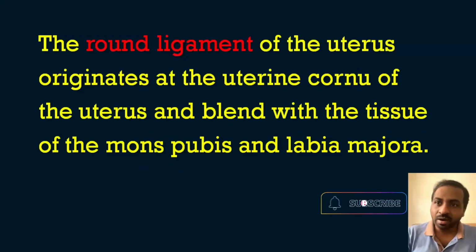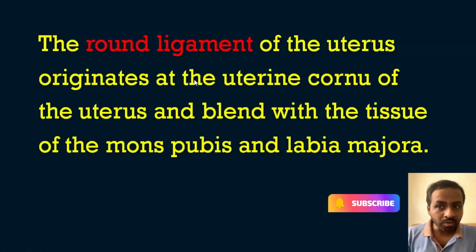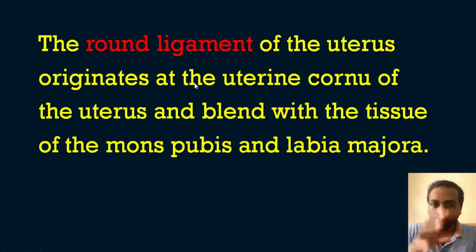You know what the round ligament is. The round ligament of the uterus originates at the uterine cornu of the uterus, and it blends with the tissues of the mons pubis and labia majora. So this ligament connects the uterus with the tissues of the mons pubis and the labia majora.